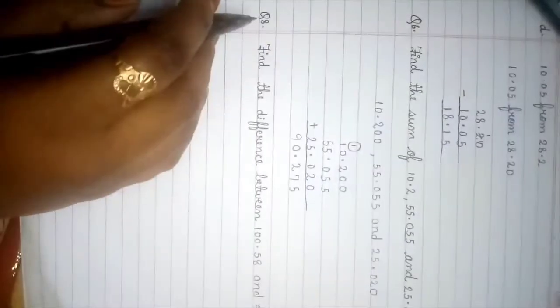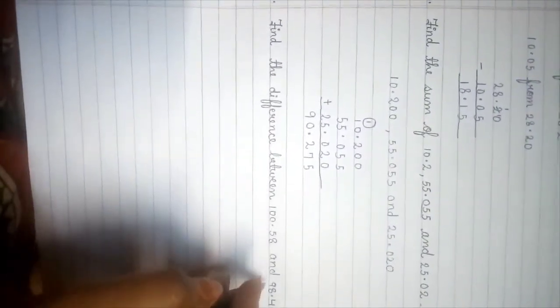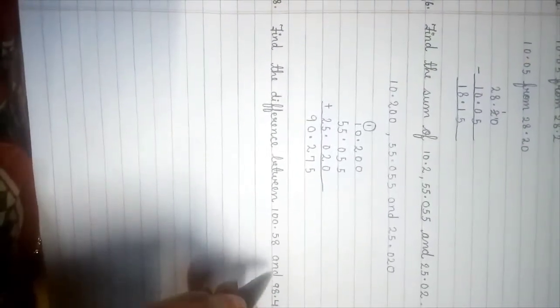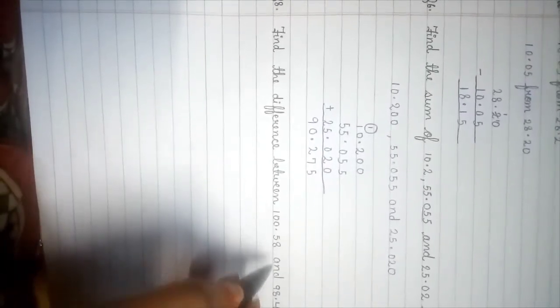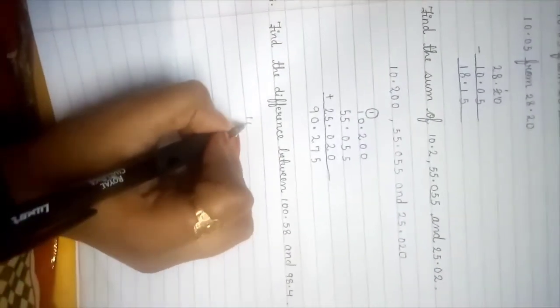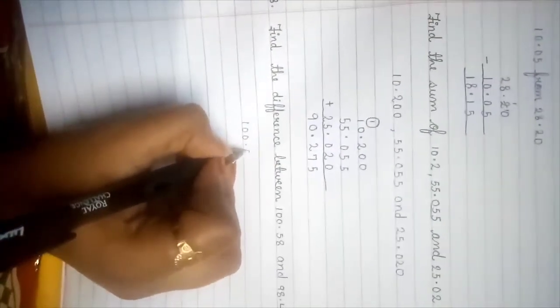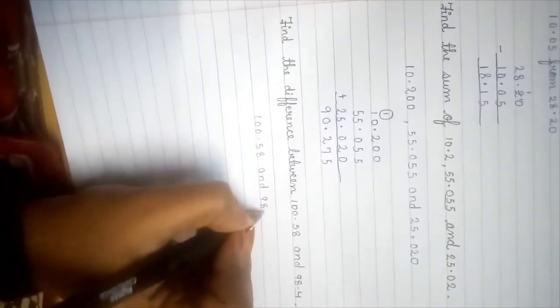Let us now discuss question number 8. Find the difference between 100.58 and 98.4. Now difference means subtraction. We have to find the difference between these two, so we have to subtract the smaller from the greater. 100.58 is greater than 98.4. We will first convert them into like decimals. So 100.58 and 98.40. Let us now subtract.